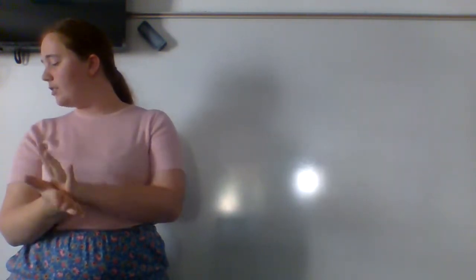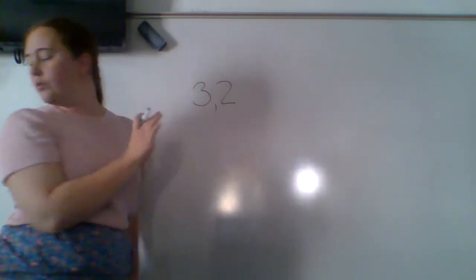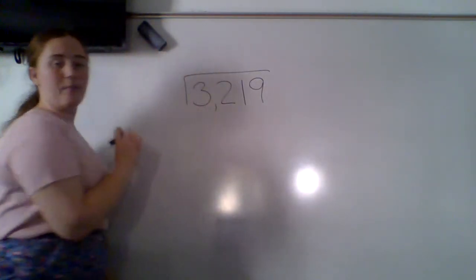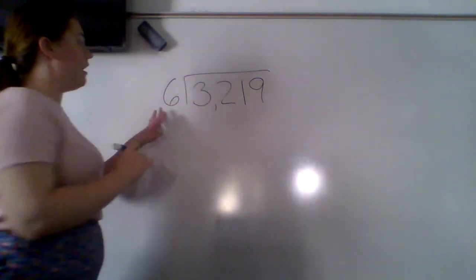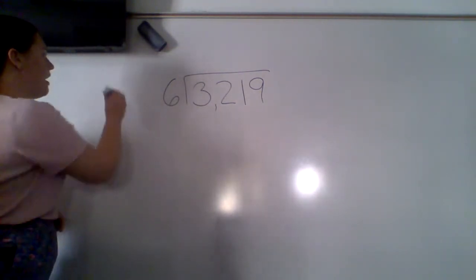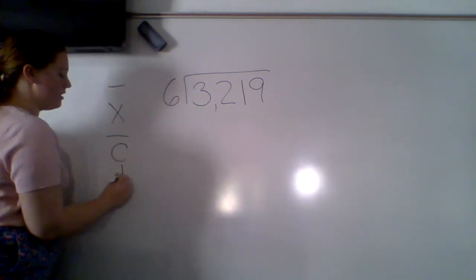All right, you should definitely have that finished by now. Okay, let's look at number 3, letter A. Number 3, letter A, we have 3,219 divided by 6. How many times will 6 go into 3? We have our steps over here: divide, multiply, subtract, compare, and bring down.